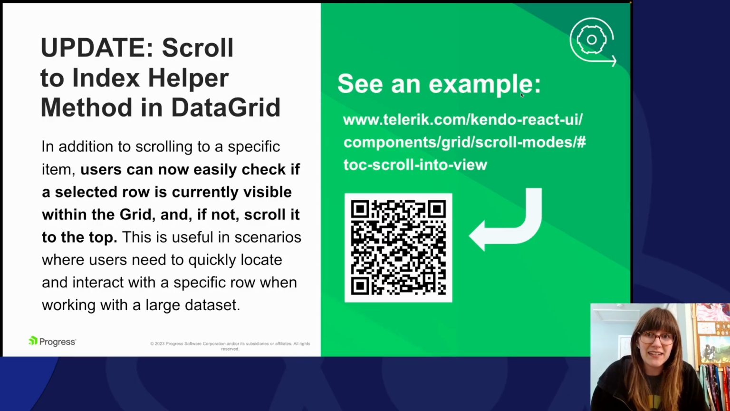We also have an update to the scroll to index helper method in the data grid. So now in addition to scrolling to a specific item, users can now easily check if a selected row is currently visible within the grid, and if it's not, they can go ahead and scroll it right to the top. So really helpful if you or your user is looking for a specific row or piece of information when you have a really big data set. As always, check out these examples, play with them. It's a lot of fun.